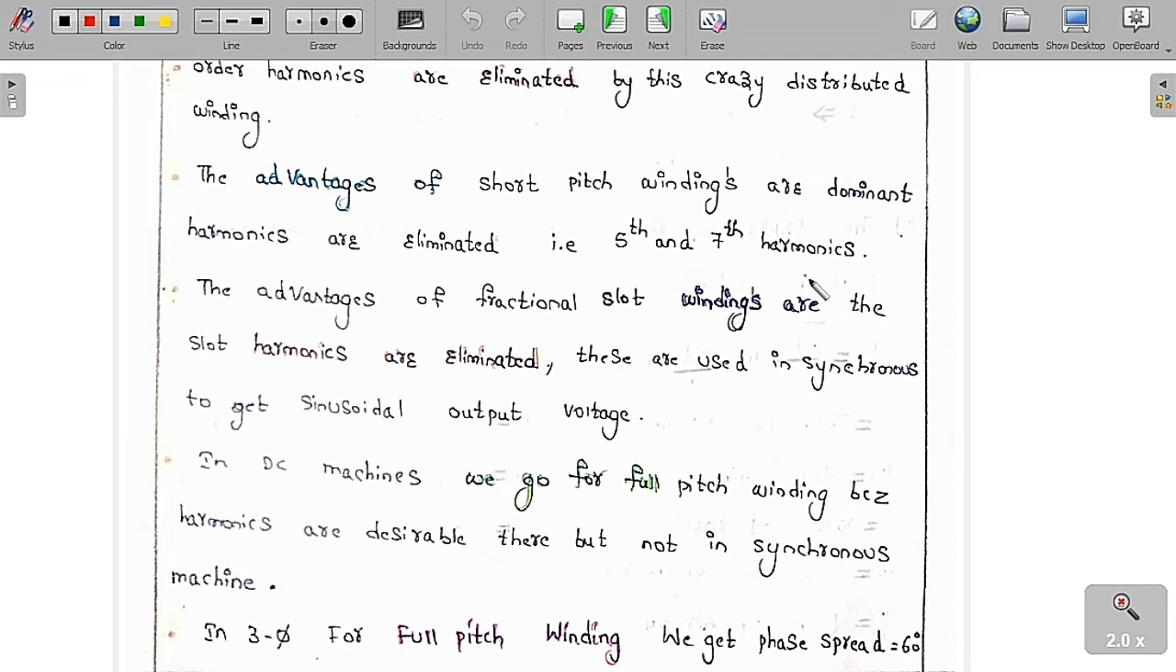So simply we can say that the advantages of the short pitch windings are that dominant harmonics are eliminated, that is the fifth and the seventh harmonics.